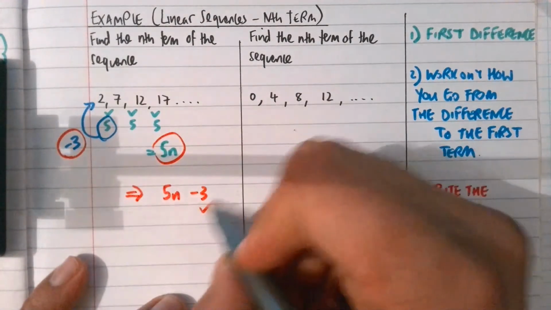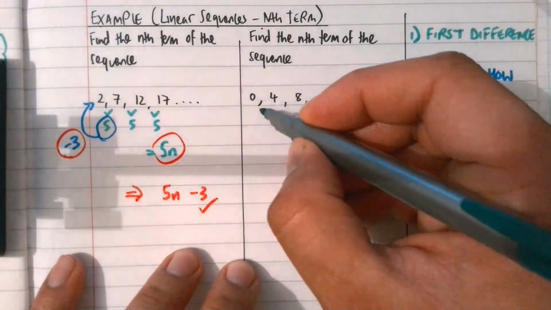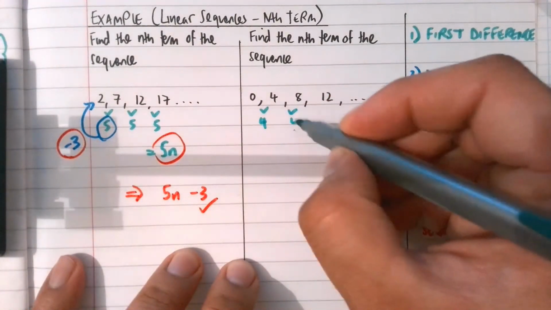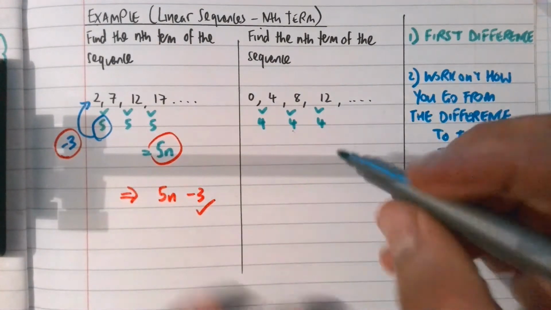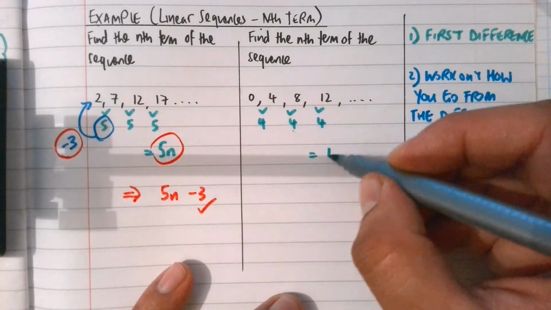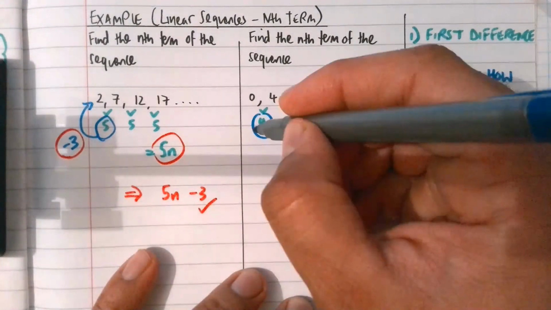And the second example uses the same steps. So we're going to work out the first difference, and it's clear that it's going to be 4 for each of those. Therefore the term to term rule is 4. So we can write that as 4n, that's the start of the sequence. And then we look at what we do to 4 to get back down to 0, and we're subtracting 4 each time.